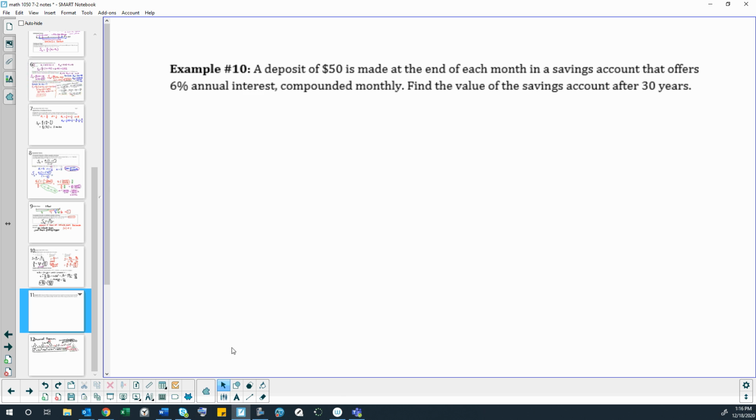Okay, so we're going to use the compound interest formula. Remember, it's A equals the initial amount, which is 50, times 1 plus the rate, so we change that to 0.06, divided by the number of compoundings per year, so divided by 12, that gives us our monthly rate. And then we're going to take that to the 12 times t power, and t is 30 years.